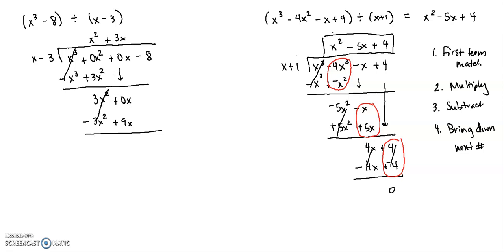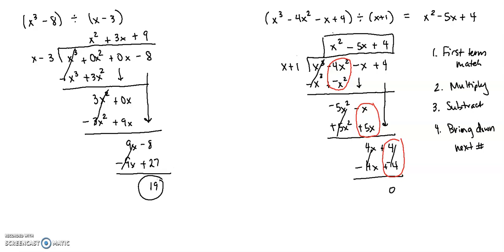So the first term cancels out, which is what we want, and I'm left with 9x, and I bring down the next number, 9x minus 8. I get the first term to match. I'm going to need to multiply by 9. 9 times x would give me 9x. 9 times -3 would give me -27. And I subtract. Change all the signs. So this is going to leave me with a positive 19. I've got nothing left to bring down, so this is the remainder.